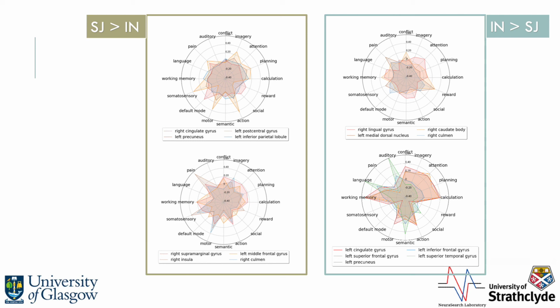There are also psychological functions when brain activity was greater for IN, including conflict, imagery, attention, planning, calculation, semantic, working memory, auditory, and language processing. This indicates that the realization of information need involves a complex interplay of cognitive faculties. Participants may require dynamic allocation of cognitive resources in order to generate an information need.